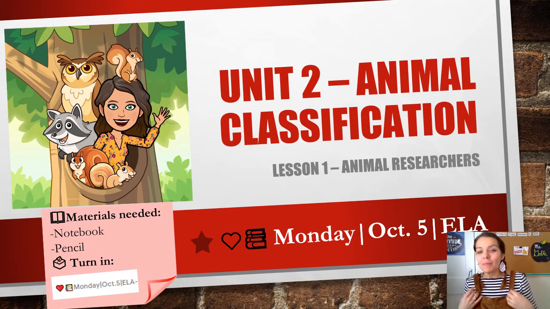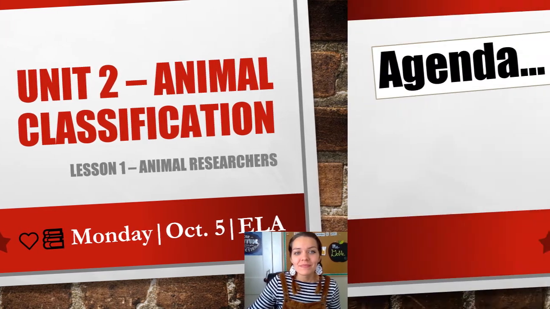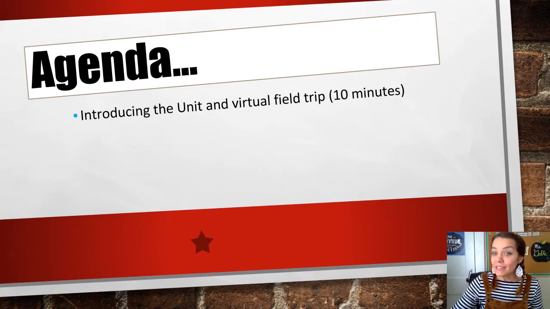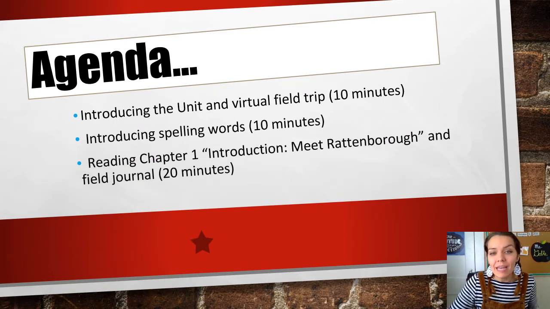We are moving into our brand new unit of ELA, Animal Classification. By the end of today, we'll turn in Monday, October 5th, ELA. So on the agenda for today, we will introduce our unit and take a virtual field trip. We'll have an introduction to our spelling words at the end, and we will read Chapter 1, Introduction, Meet Rattenborough.